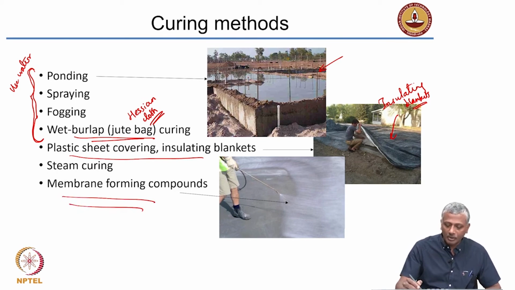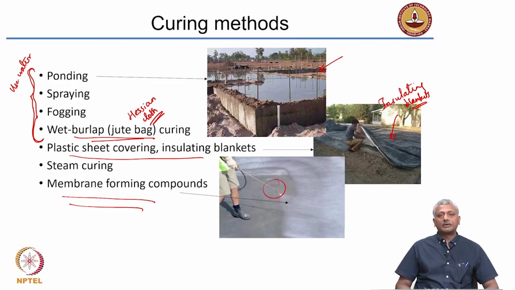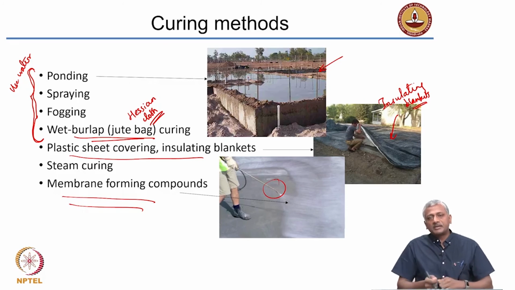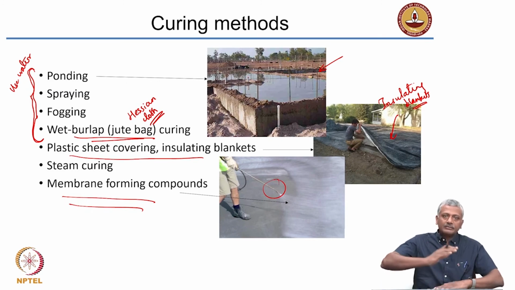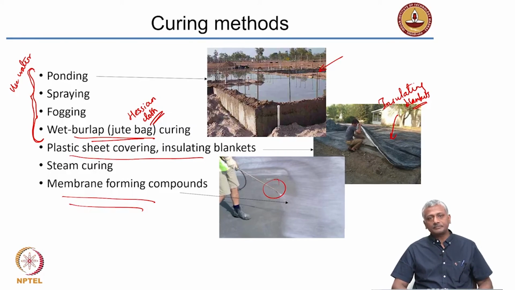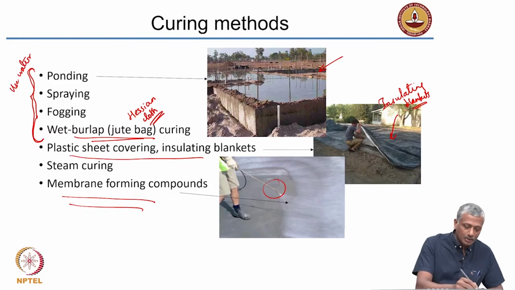Membrane forming compounds, like what is being sprayed here on the surface of the concrete. Before the concrete surface becomes totally dry, you spray this membrane forming compound, which ensures that there is less evaporation of the water from within the concrete. So it maintains that humid condition inside the concrete. That's also another way of curing, and increasingly today, because of shortage of good quality water on construction sites, many sites have adopted the practice of membrane forming curing compounds. They are also called curing compounds.